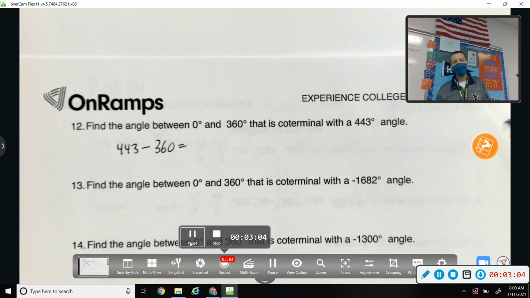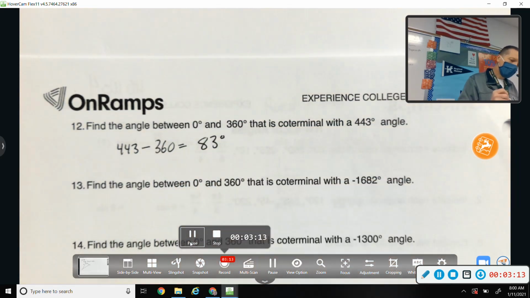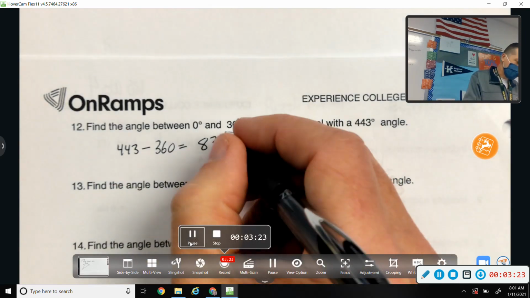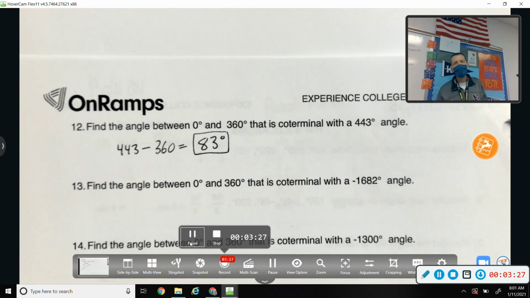And you've got a calculator, so use it if you need it. But 443 minus 360 is, I'm pretty sure, 83 degrees. Is that in between 0 and 360? Yes. It's always easier in degrees because they're not weird fractions and radians and pies. But it's the same thought process. Do I have an angle that's less than one full rotation? And when I do, then I'm done.